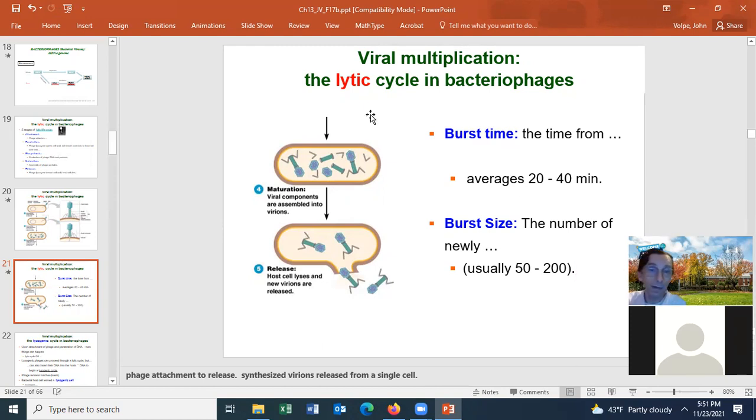Two things that happen in the viral lytic cycle is the burst time. That's the time from when the cell is first infected with the bacteriophage to the time that the cell bursts. On average, that's 20 to 40 minutes, depending on the species and the temperature. And then the burst size, that's the number of newly replicated virions that will be released from the burst cell. Depending on the species, that's usually somewhere between 50 and 200 new virions released. Any question about any of that?